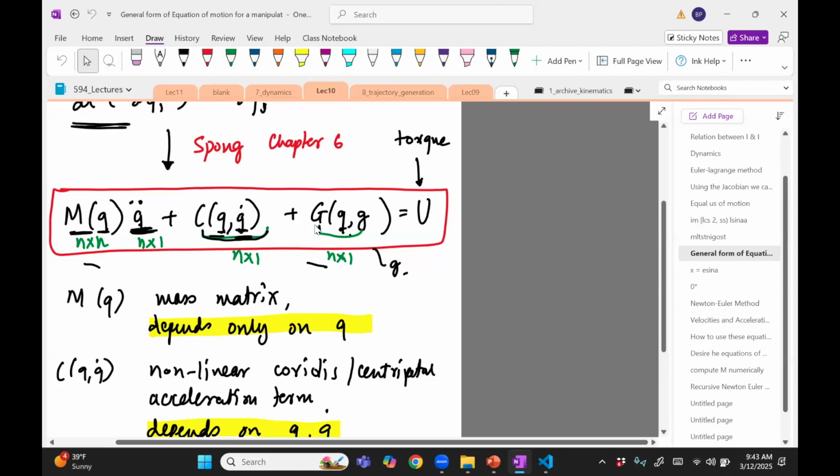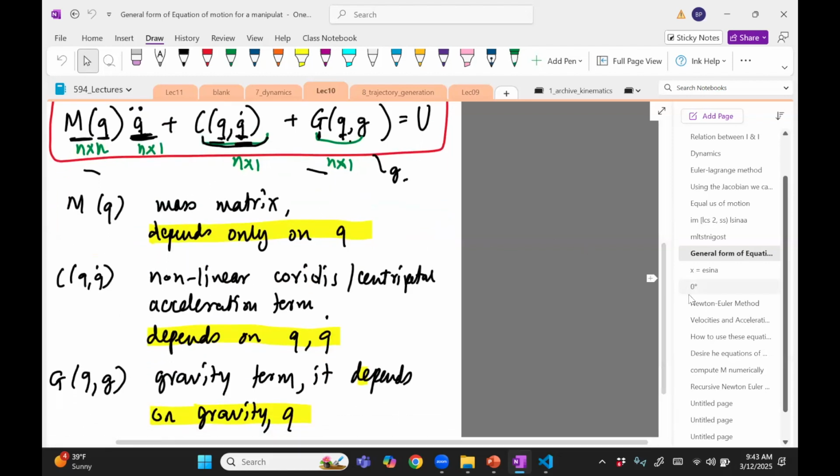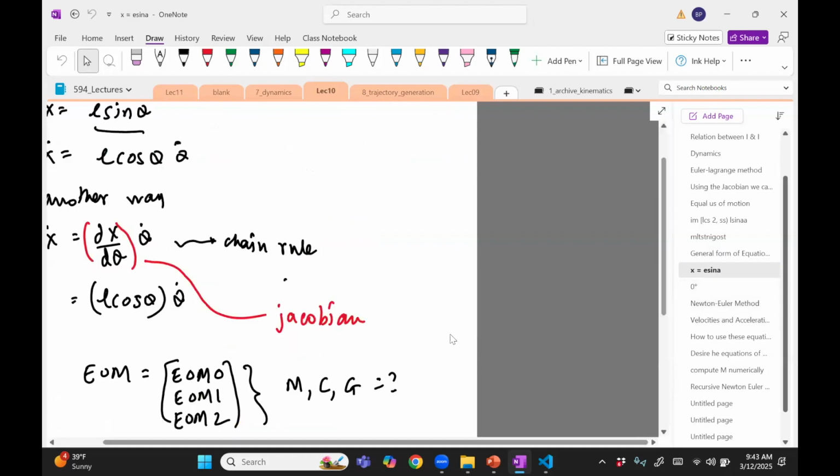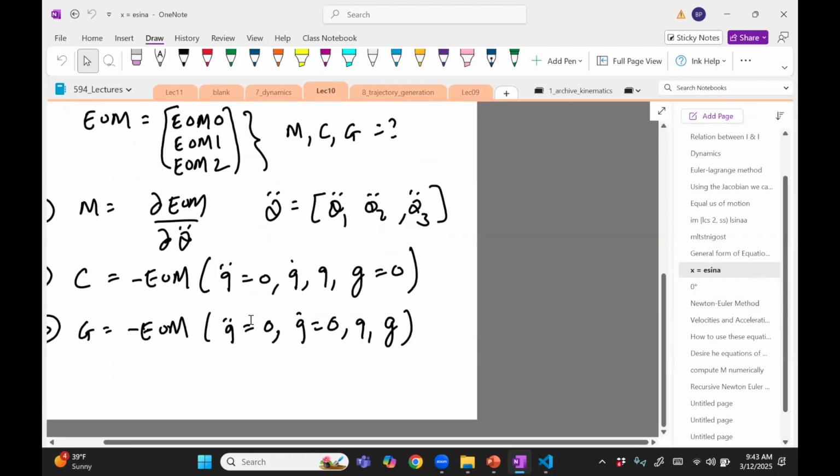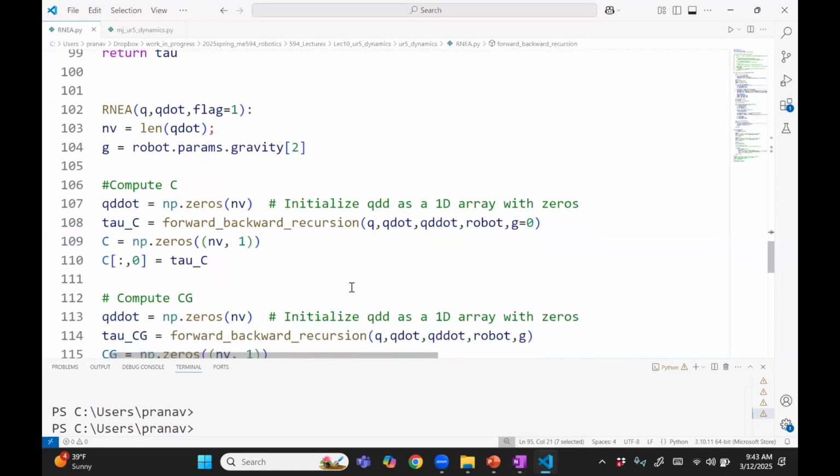And to compute C, I can put q double dot equal to 0, and then put q dot equal to 0 to get G, right? So C and G are computed.